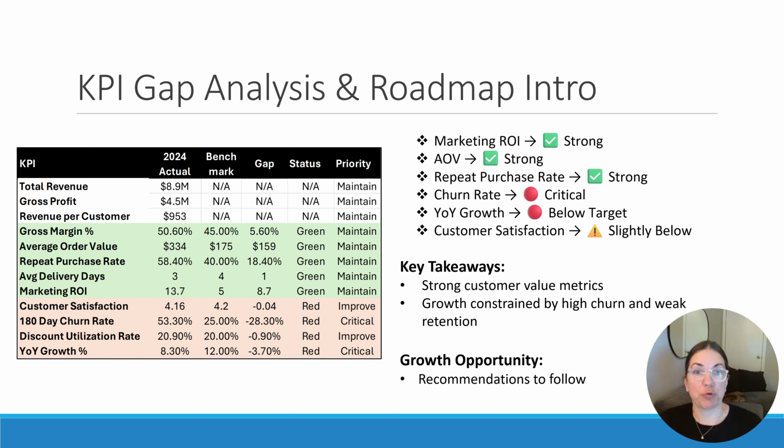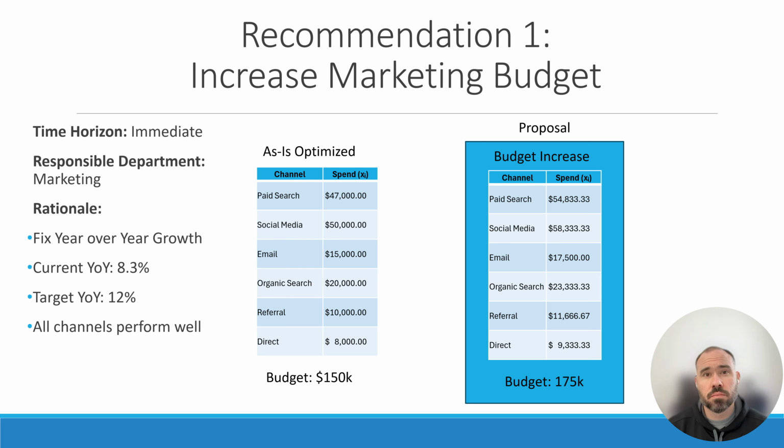RetailCo is performing strongly on efficiency metrics. Marketing ROI, average order value, and repeat purchase rate all exceed benchmarks. However, churn is significantly elevated at over 50%, more than double the benchmark, and year-over-year growth is below target. This indicates the company is highly effective at monetizing existing customers, but struggling to retain and replace them at scale. This imbalance directly drives recommendations that we will dive into next.